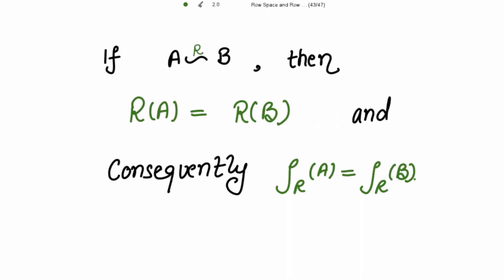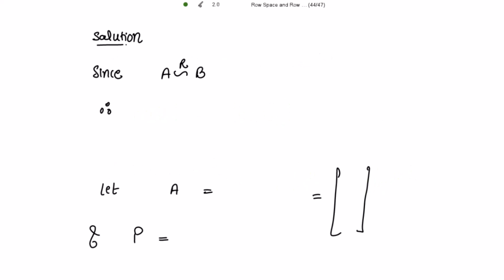This is the corollary, which is very similar to the previous one. In the previous content, the only difference is that here we are going to prove the result for the row rank of the matrix, right? Okay, and the result is, if B is obtained from A by applying the row operations, then row space of A is equal to row space of B, and consequently the row rank of A is equal to the row rank of B, right? So let's start with the proof.